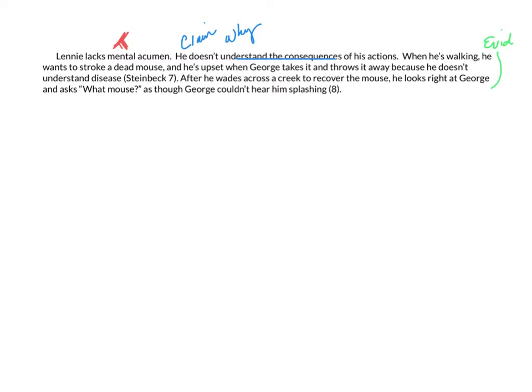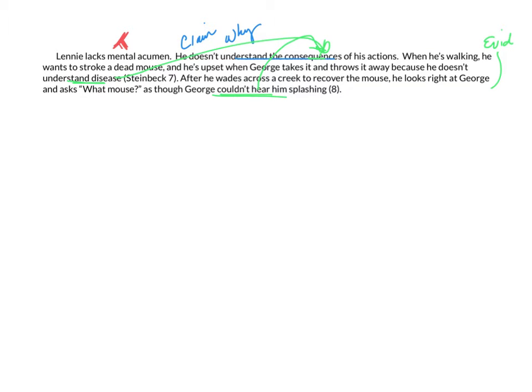When he's walking, he wants to stroke a dead mouse, and he's upset when George takes it and throws it away because he doesn't understand disease. So this is him not understanding consequences. So this evidence is supporting the claim. After he wades across to recover the mouse, he looks right at George and asks, "What mouse?" as though George couldn't hear him splashing. So again, we have that he didn't think George could hear him, so he's not understanding consequences.